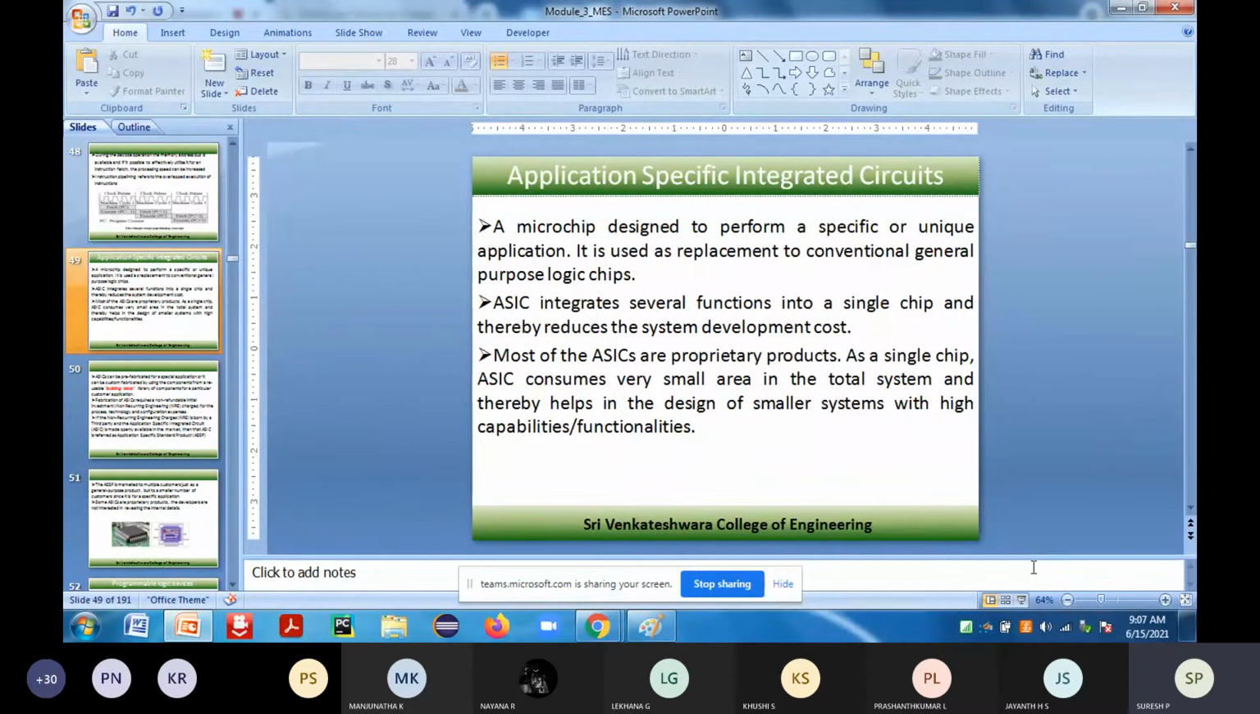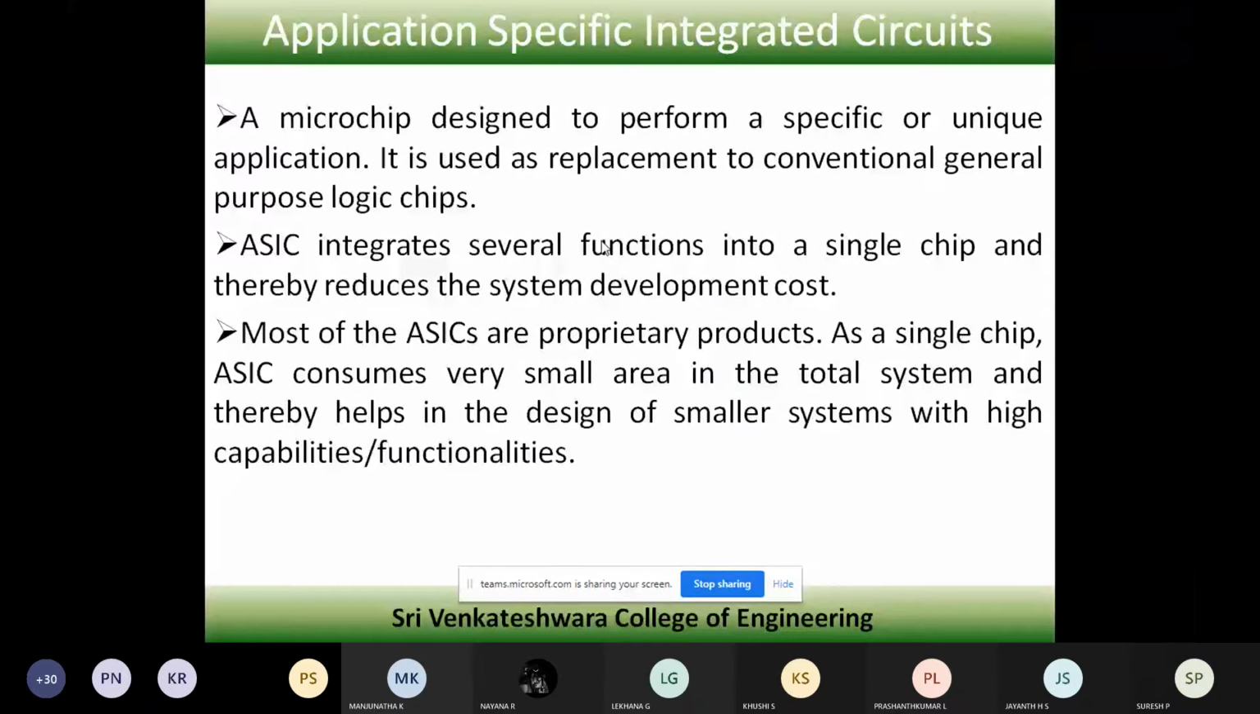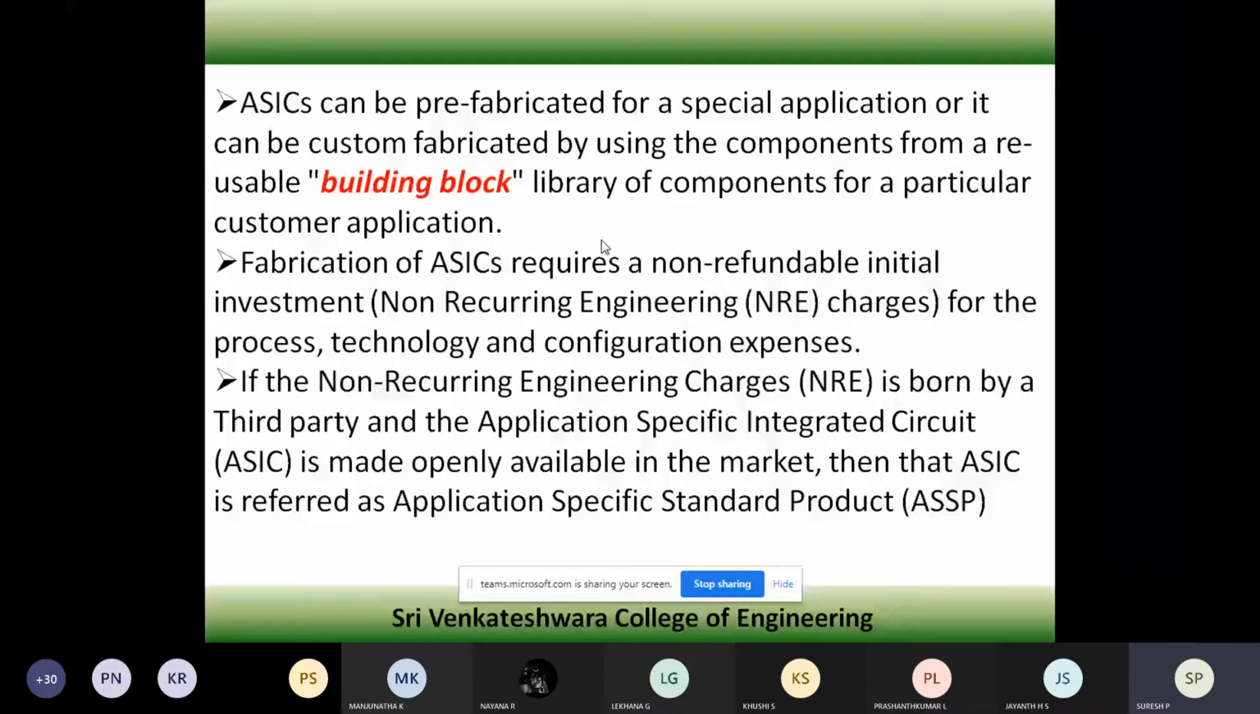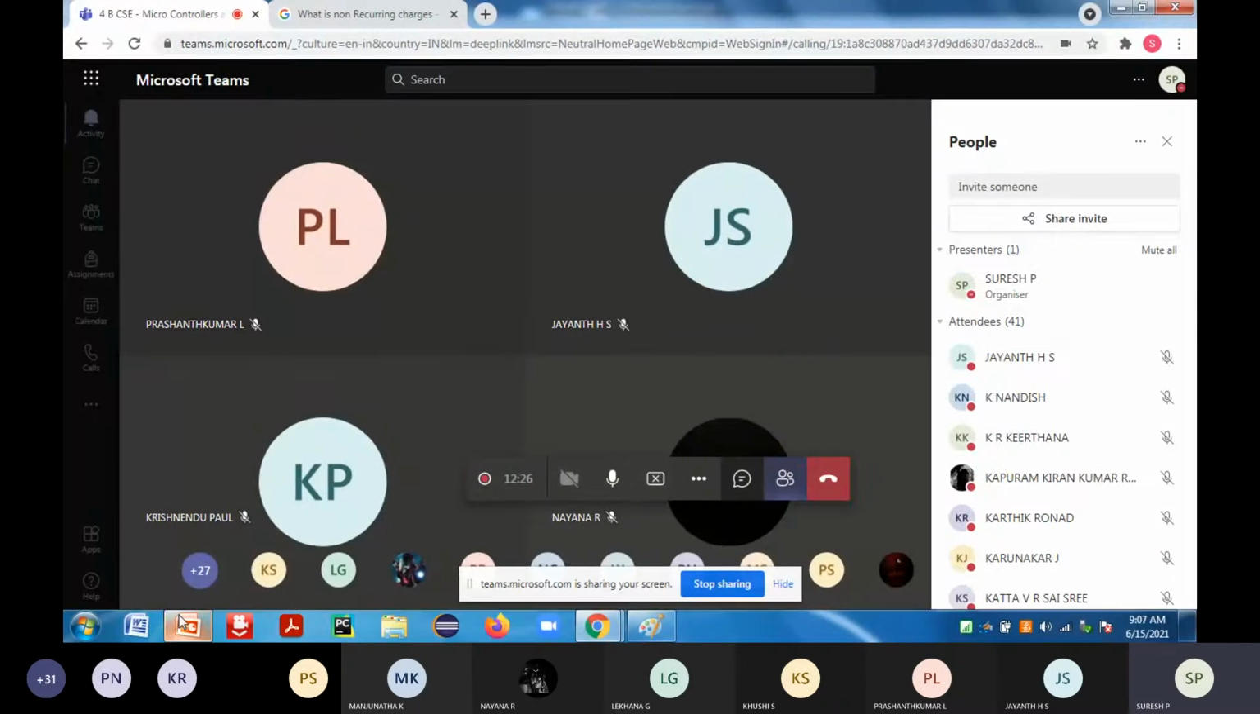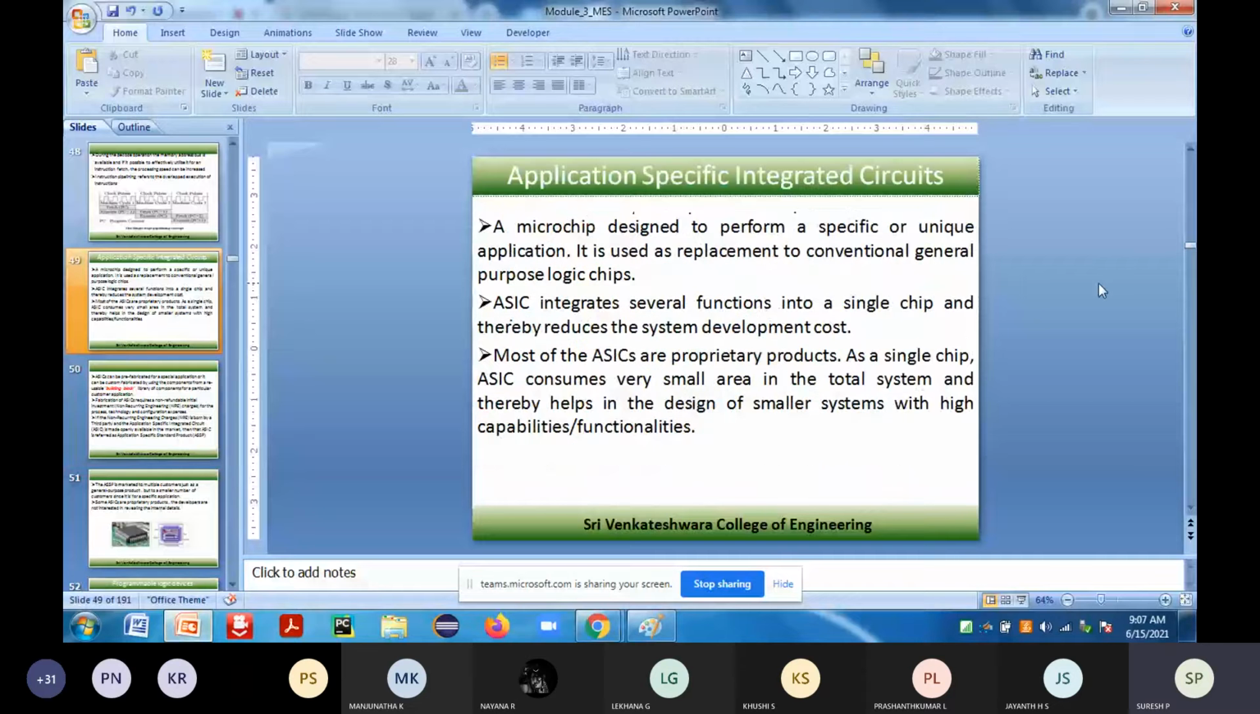Okay. So in application specific integrated circuit, as I told yesterday, the basics part. It is nothing but a chip. It's nothing but a microchip, or we are going to call it by IC. So normally, the normal term which you are going to get is IC. Now, when you have the IC, that particular IC is going to be designed to perform a specific or unique application.